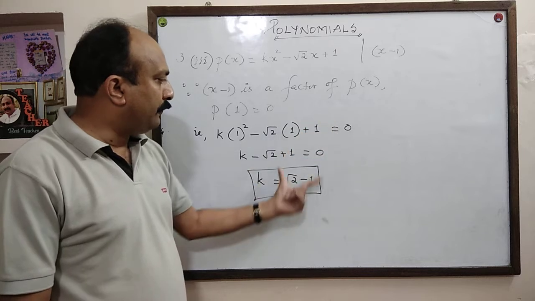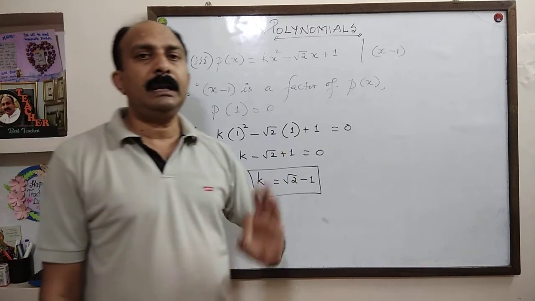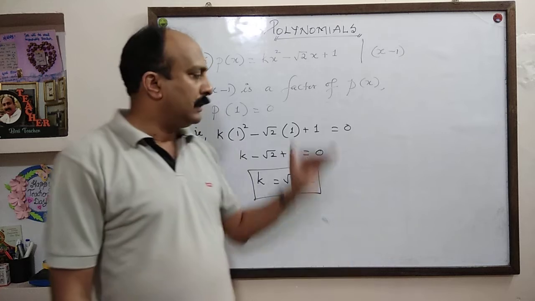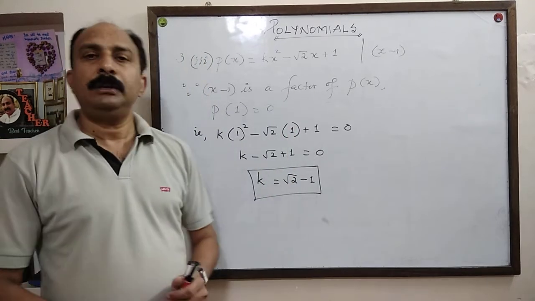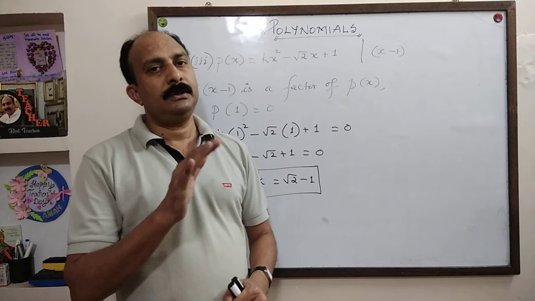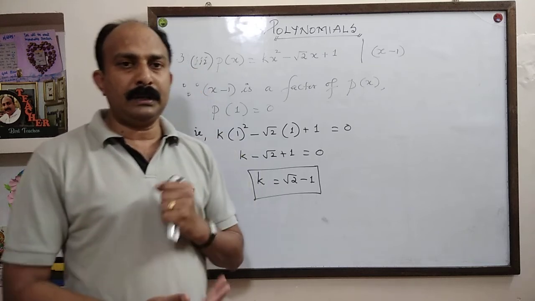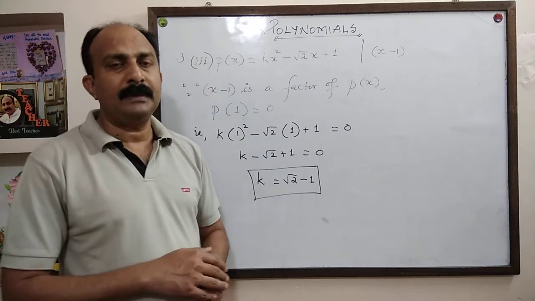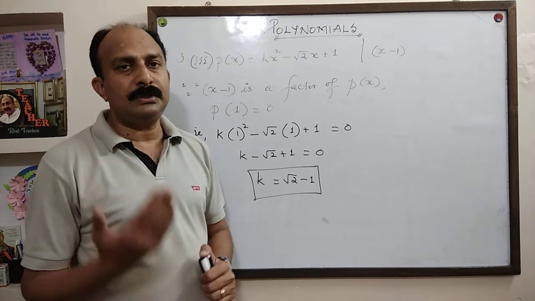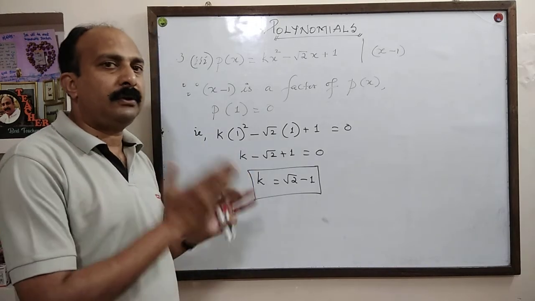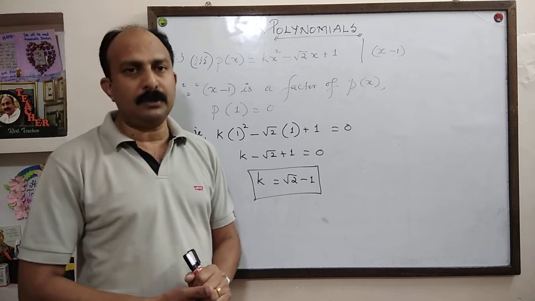When you do P of 1 equal to 0, you will get an equation in k. While solving that equation, you will get the value of k. So that's all for today. Today we have discussed a very important theorem in algebra, that is the factor theorem. The factor theorem is to check whether a binomial is a factor of another polynomial P(x) or not.